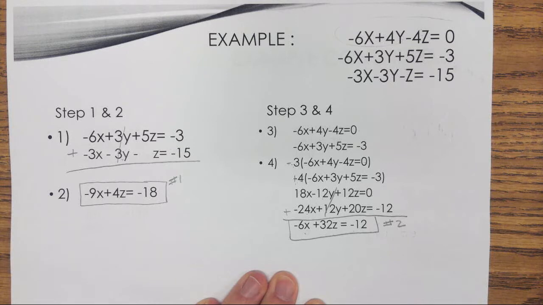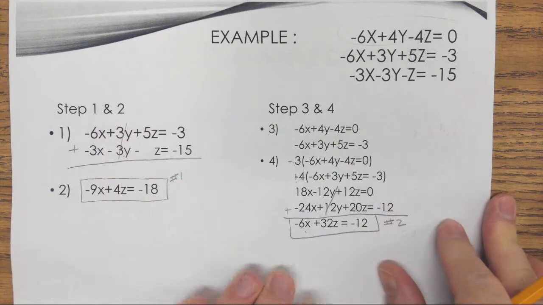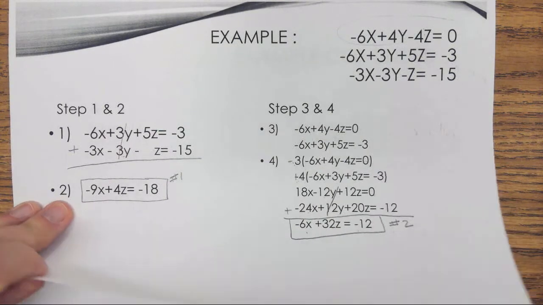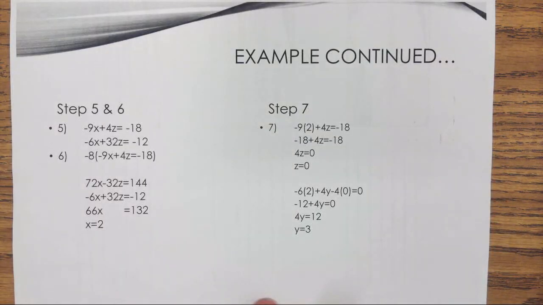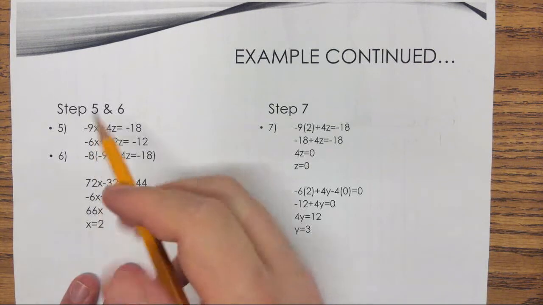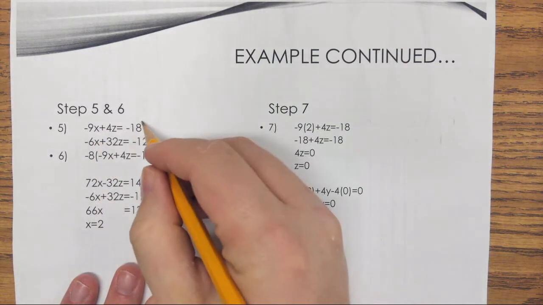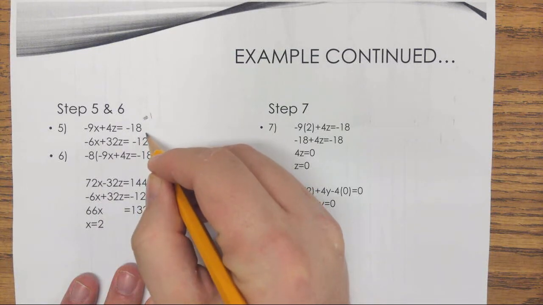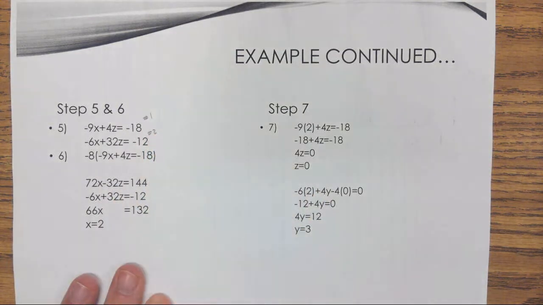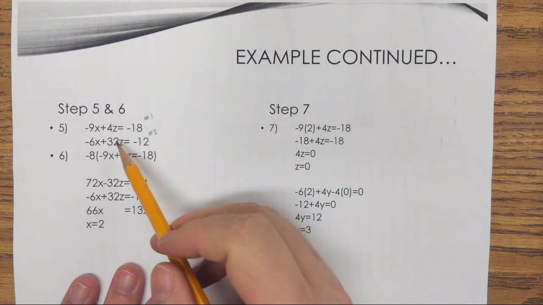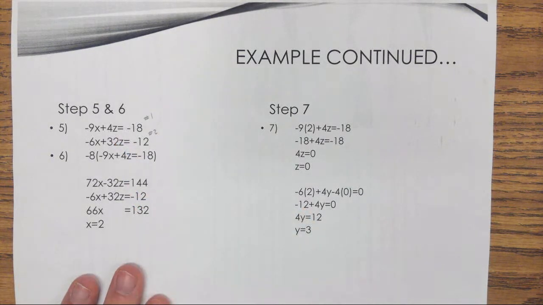Okay. So we're about halfway there now. We've got steps 1, 2, 3, and 4 done. So let's move on to step 5. So I take my equation 1 and my equation 2. So here's equation number 1. Here's equation number 2. And I am going to eliminate one of the variables in that.